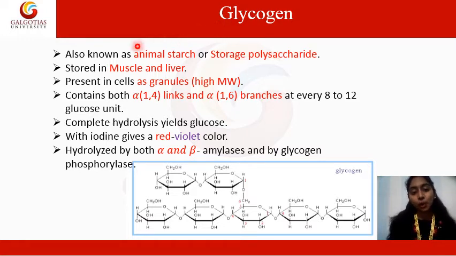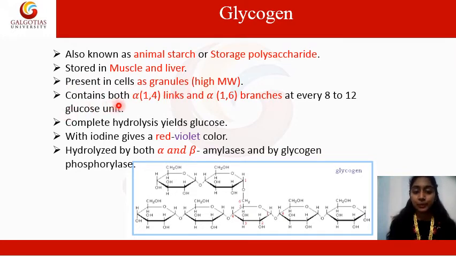So glycogen is also known as animal starch or storage polysaccharide because it is used for storage of glucose in animals. So where is it stored? It is mainly stored in muscles and liver, and it is present in cells as granules of high molecular weight.